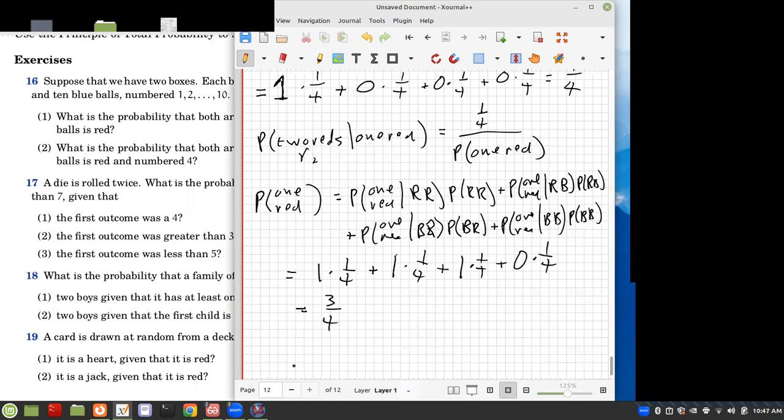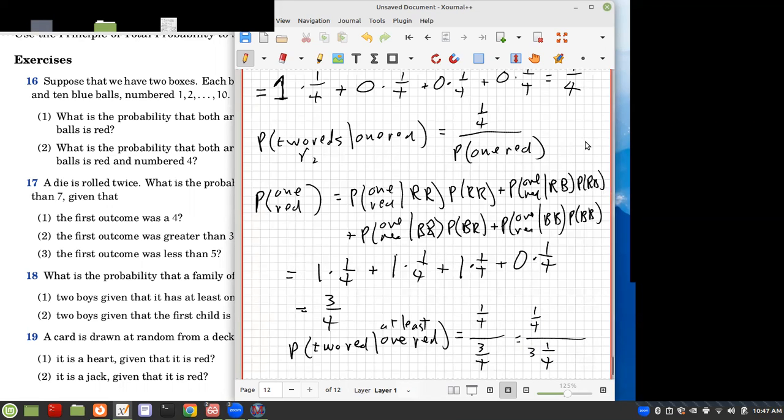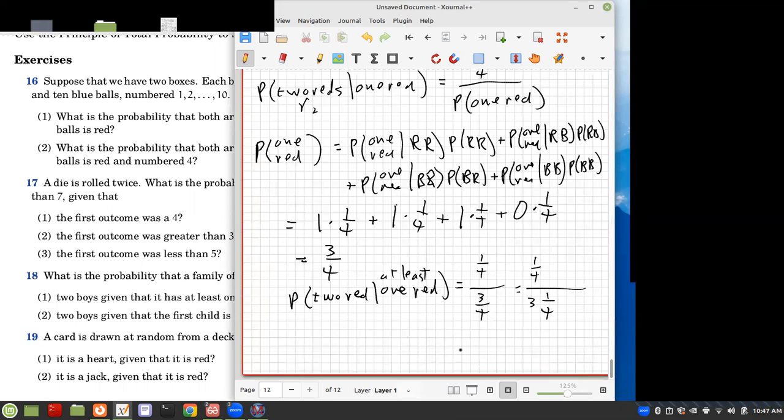Well, so then the probability that two are red, given that at least one is red, is going to be 1/4 over 3/4, which is going to equal 1/4 over 3 times 1/4, which is going to equal 1/3.